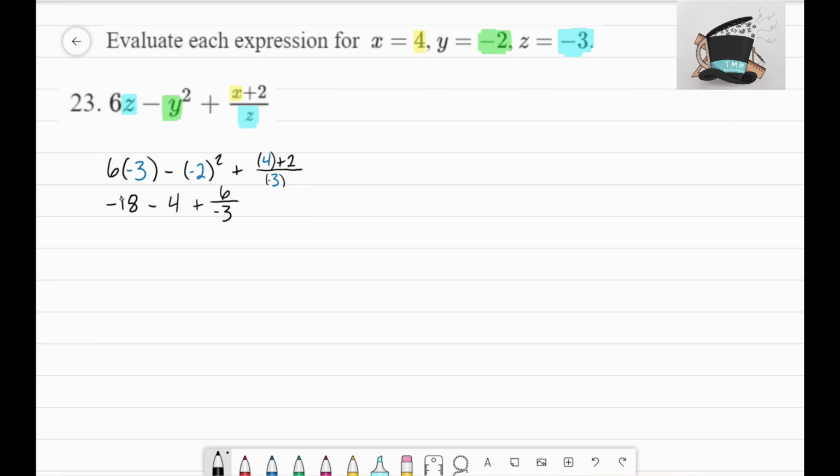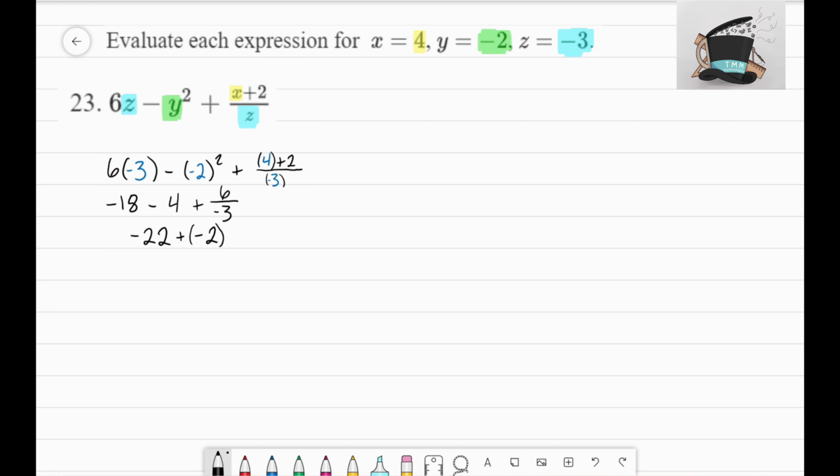So on this line, I have -18 minus 4. And -18 minus 4 would give me -22. Okay, I still have plus. Bring down that plus sign. Well, 6 over -3, right? This is a fraction. 6 divided by -3. 6 divided by -3 is just -2. I'm going to go ahead and put that in parentheses since I have this plus minus happening.